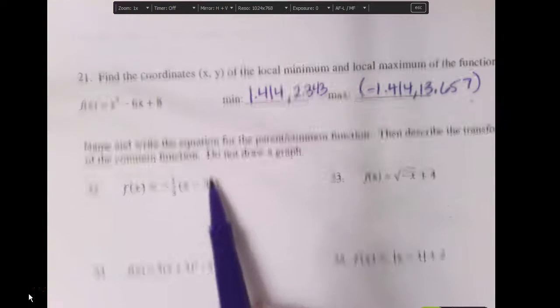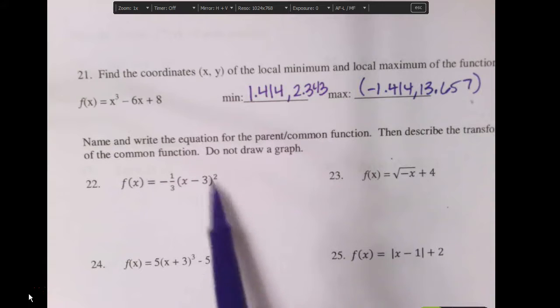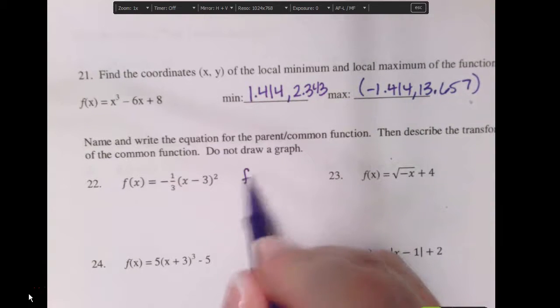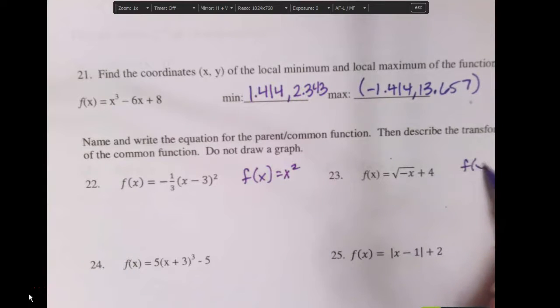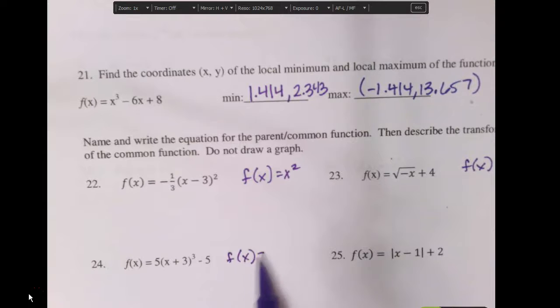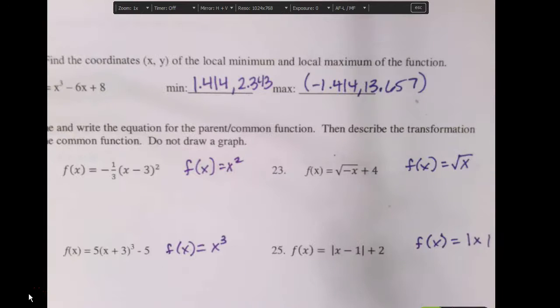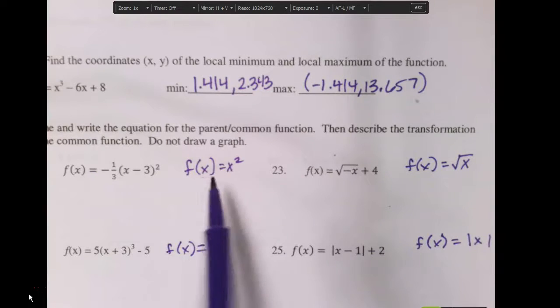Name and write the equation for the parent or common function. So here it's f of x equals x squared. Here it's f of x equals radical x. F of x equals x cubed. F of x equals absolute value function. And then describe the transformation. Do not draw a graph.